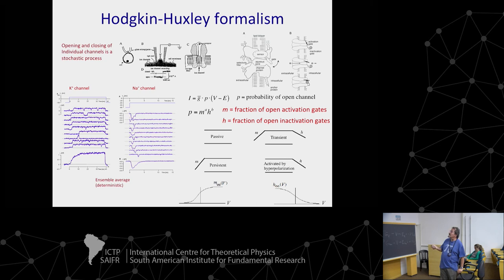You could have transient channels, like this one, which have both activation and inactivation gates. You can have persistent channels, like the potassium channel, which has only activation gates that behave like that. Or you can have anomalous, or activated by hyperpolarization, channels, which have only the inactivation gates. These are odd, say, type channels, but they exist, in fact, that close when you depolarize the membrane. And they are activated when you hyperpolarize the membrane, when you take the voltage to more negative values than the rest. So you can use this to model different types of channels or cells in the brain.